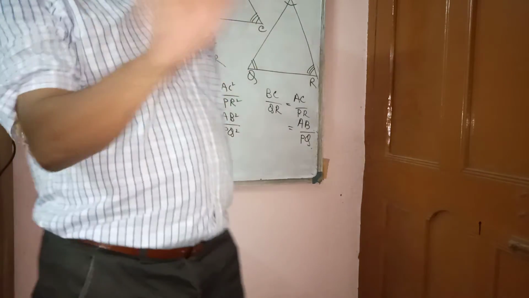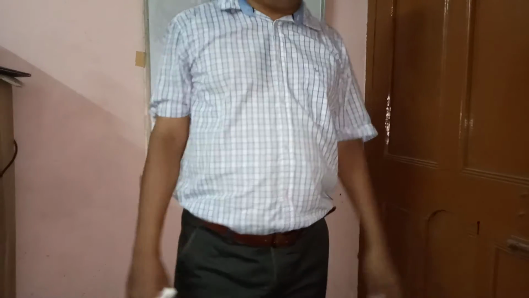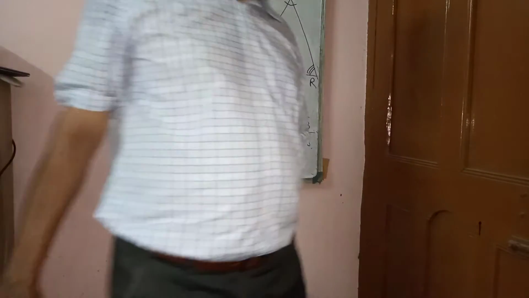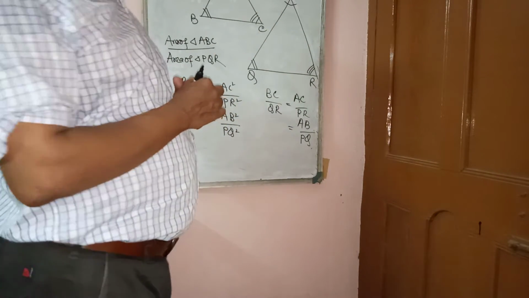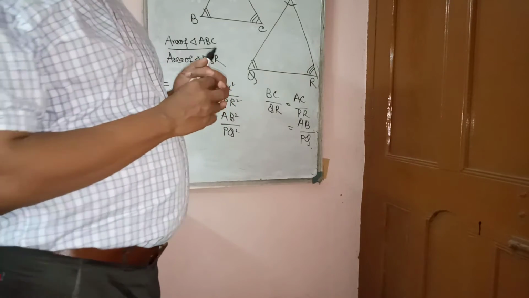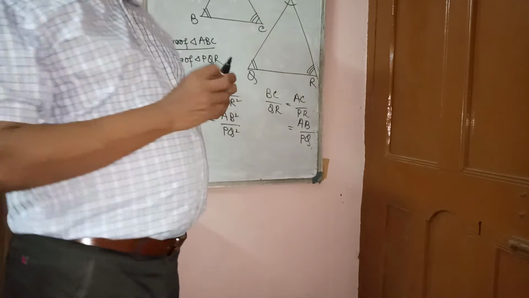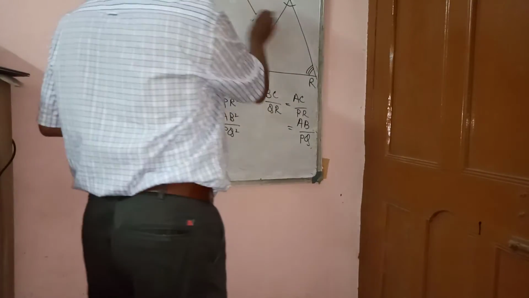Suppose two triangles are not similar, then what is the ratio of their area? Wait, I am showing here. Okay? I am showing here. Suppose two triangles are not similar, then what is the ratio of their area? See, a very important thing also there.